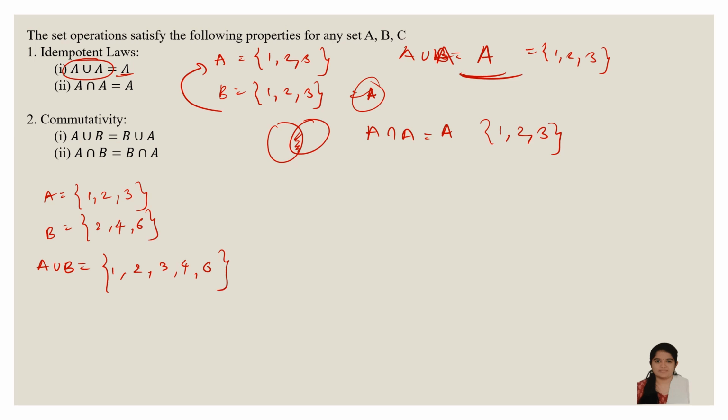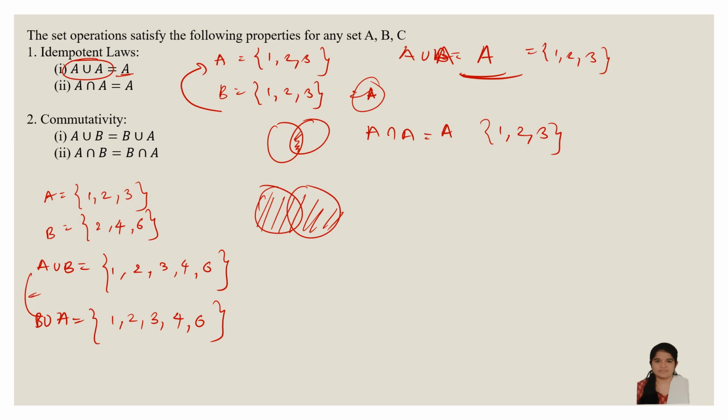Similarly, when you have to find the value of B union A, again the same definition applies, representing all the elements. When we discussed the Venn diagram pictorially, all the elements are considered. So if all the elements are considered, 1, 2, 3, 4, 6 itself will be the set. And if you observe, these both sets are equal. So A union B is equal to B union A is satisfied.